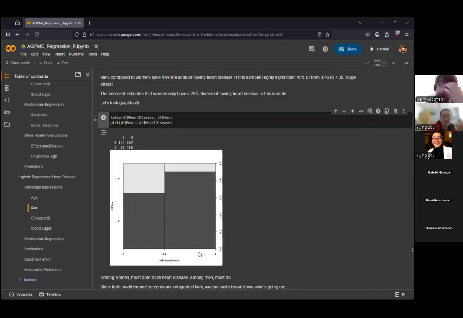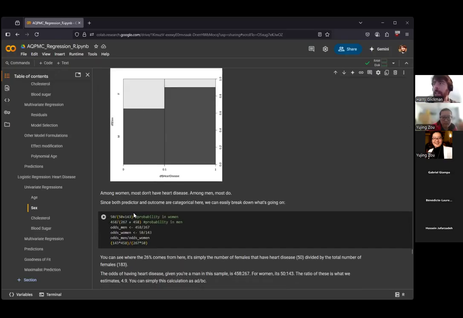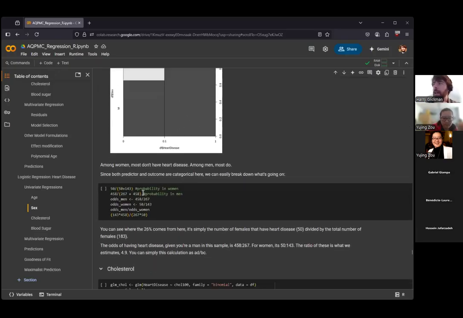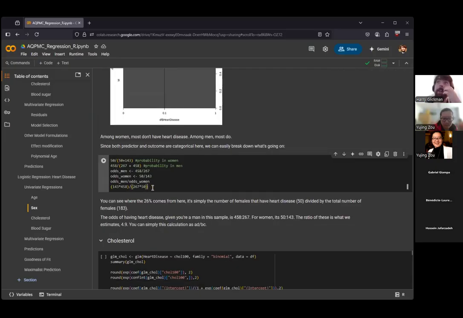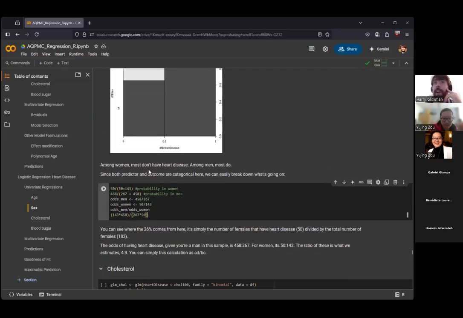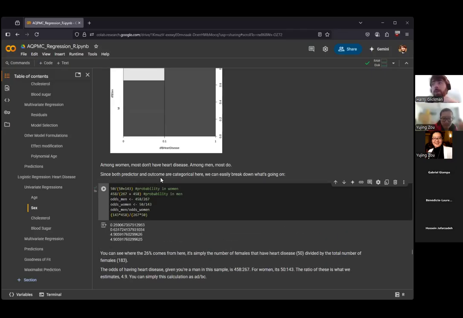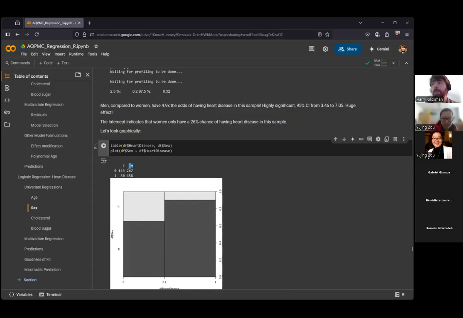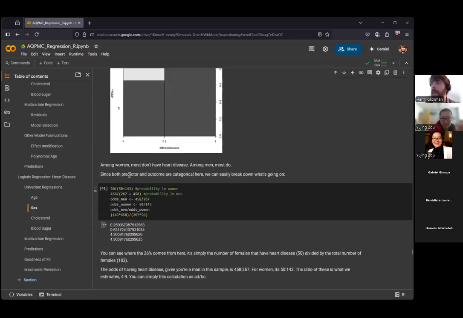We can look at this graphically, where there are more males among the people that have heart disease compared to not, a bigger ratio. And since both of our categories here, a predictor and our outcome, are both categorical in this case, we can actually explicitly show you what's going on here. So in males, 458 of them had heart disease and 267 didn't. In females, 50 had heart disease and 143 didn't. So you can obviously see the huge difference there.